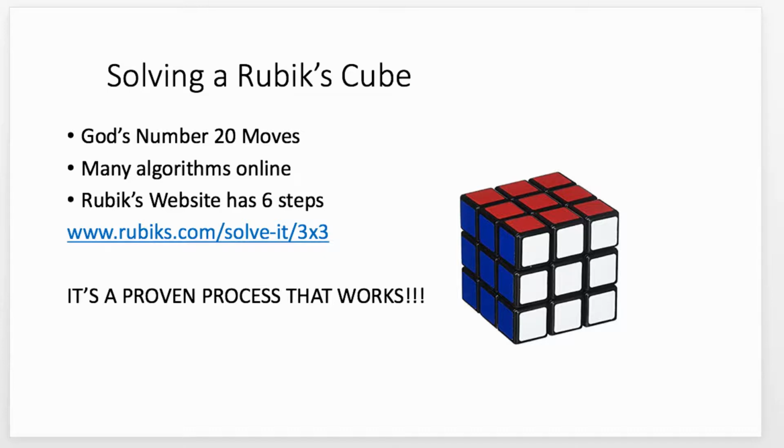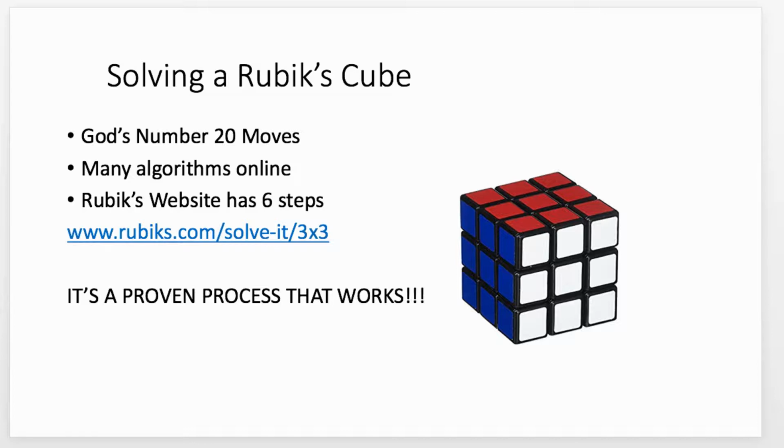Did you know, most of you probably didn't, that the Rubik's Cube can be solved in under 20 moves? There are all kinds of algorithms online. If you go to the Rubik's Cube's very own website, you'll find that it can be solved with only 6 steps. There are only 6 steps, just a few different moves, and you can solve the Rubik's Cube.